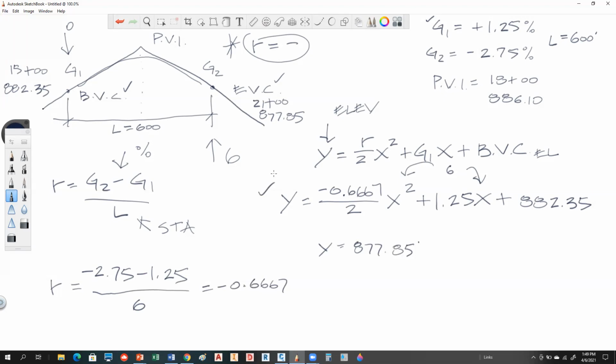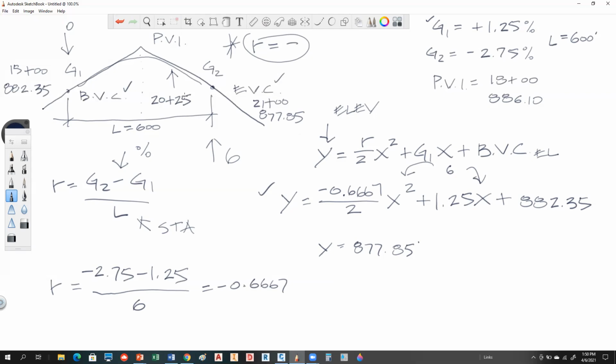So what would be the elevation of station, let's see, we'll go right here. Let's say that's at 20 plus 25. I want to know what is the elevation at station 2025? So who can tell me what x would be? 525. And how are you getting that? I agree with that. That's great. How are you getting that? 2025 minus 1500. Yep. And then you're dividing that by 100, right? Because you're converting it to stations.